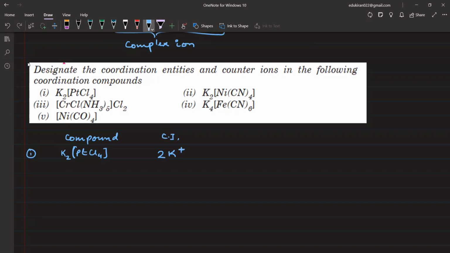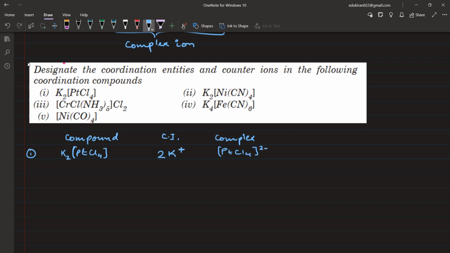Then you write the complex ion. जो complex है हमारा, that is going to be PtCl4, क्योंकि वही बचा है. Now PtCl4 will be having what charge? Whatever the charge on the counter ion, just उसका opposite, उसका negative में. अगर वो negative है तो उसका positive. Just change the sign. So here we have 2 positive, so this will be 2 negative.